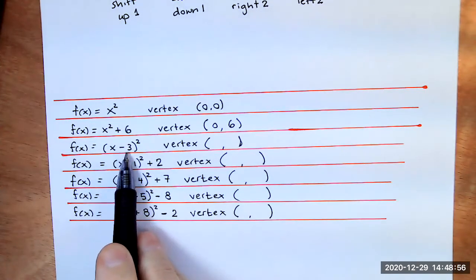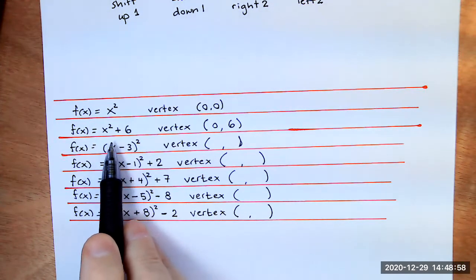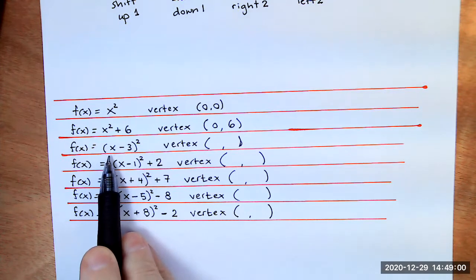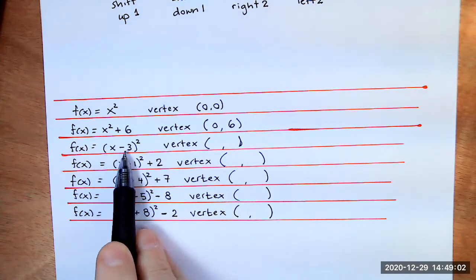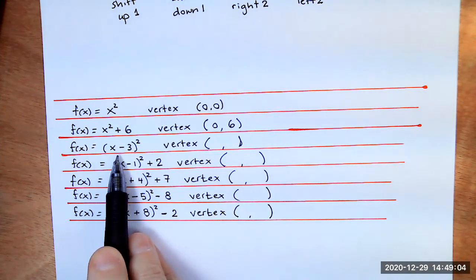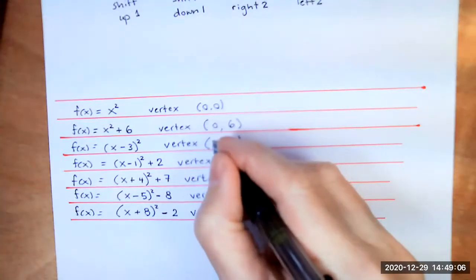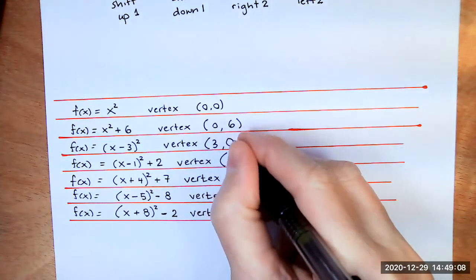This is subtracting 3 on the inside. So remember, the inside goes the opposite of how you might think. So subtracting 3 means it goes to the right 3 places.